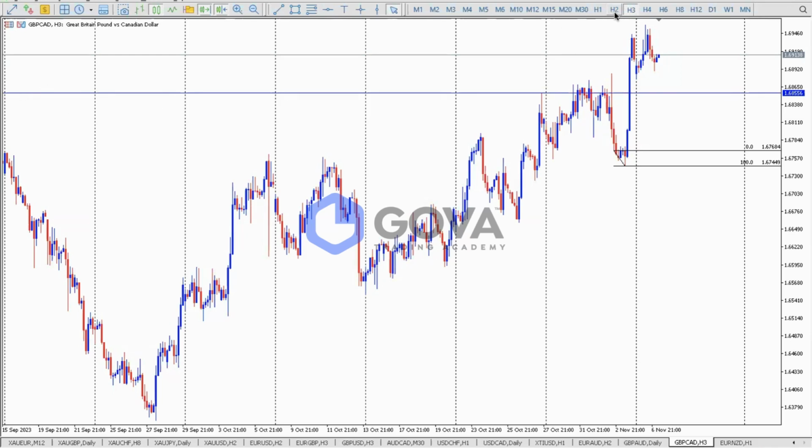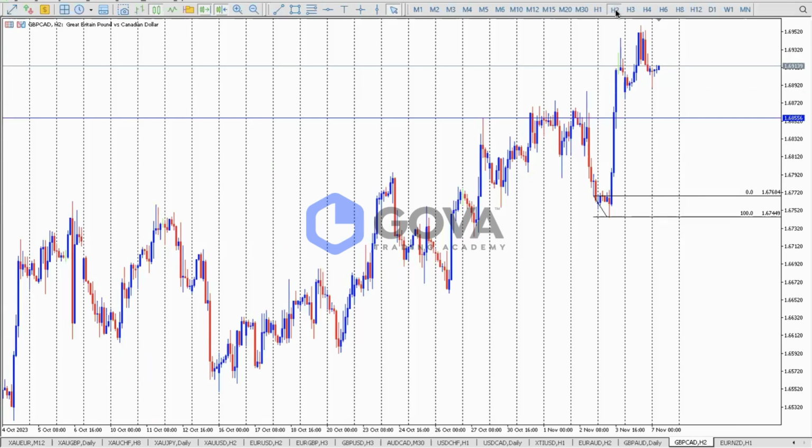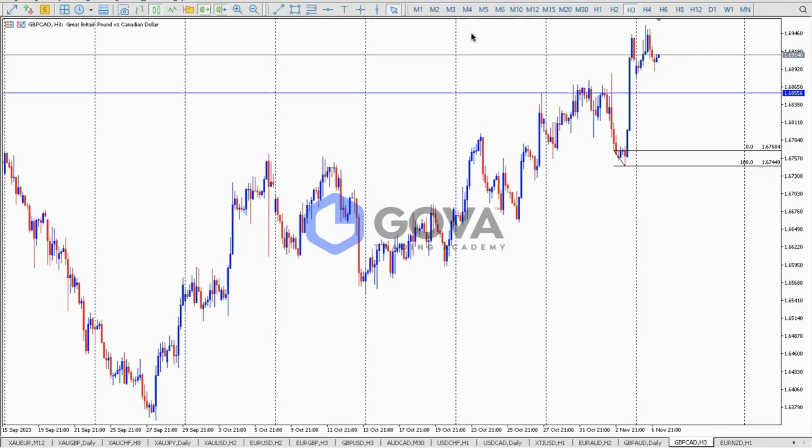I don't have any reason to switch to the H2 time frame because I've already seen what I needed to see on the H3 time frame. I don't see any reason why, after seeing what you need to see, you keep on switching to a lower time frame. So far as you are able to see what you need to see on a time frame, you don't have to continue switching to a lower time frame anymore. Stick to the time frame where you saw what you need to see.